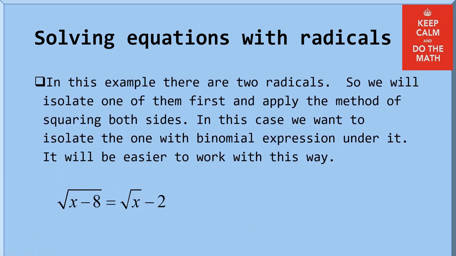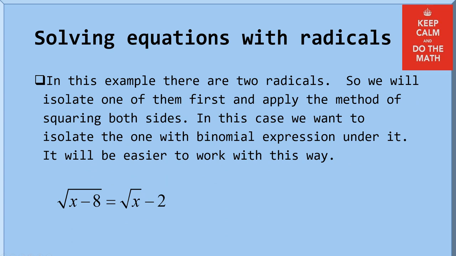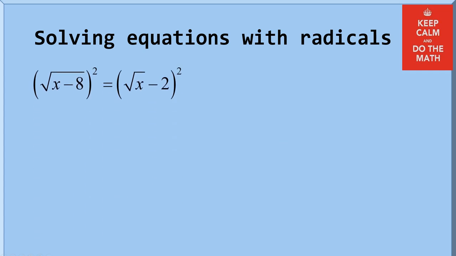Now let's continue. In this new example, there are two radicals. So we will isolate one of them first and apply the method of squaring both sides. In this case, we want to isolate the one with the binomial expression under it. It'll be easier to work this way. So first thing I'm going to do is I'm going to square both sides.